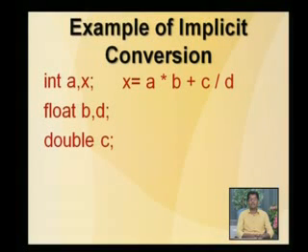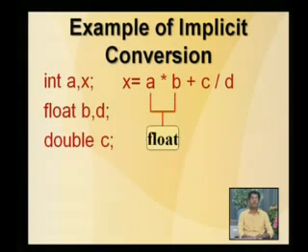A is your integer value and B is your float value. So when you calculate A multiplication B, that gives us a value in terms of float. Then the term comes over to C divided by D. Now C again is your double and D is your float.